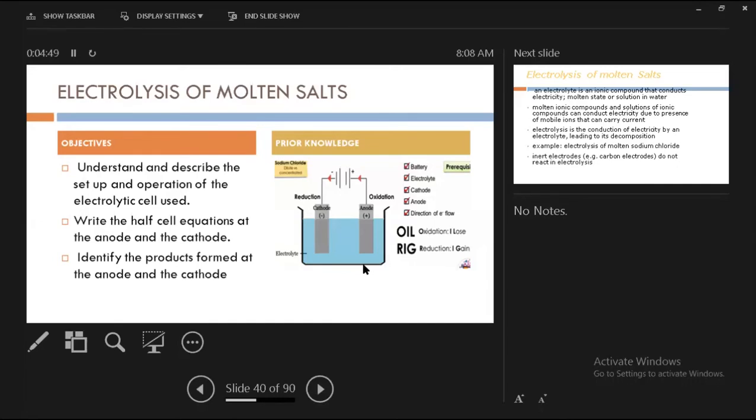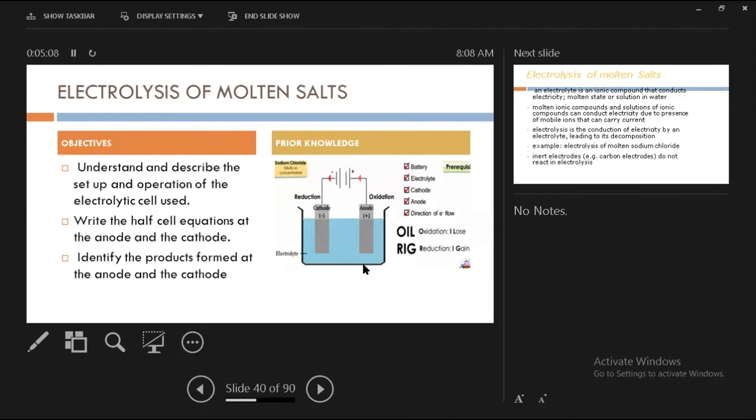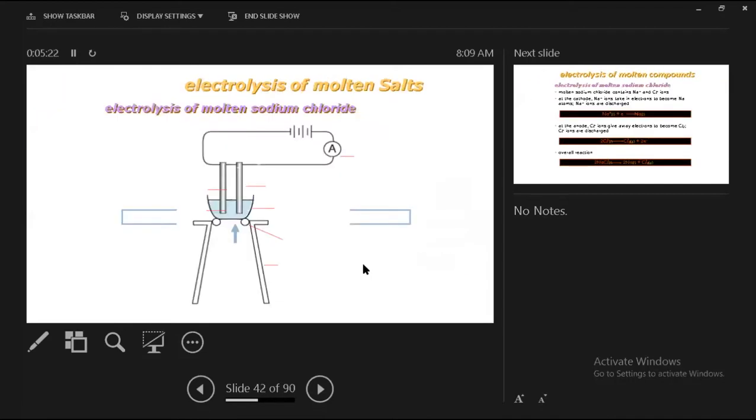Now, this is what I explained earlier on. The salt is an ionic compound, and it can only conduct electricity in a molten state or as a solution in water. So for this case, heat energy will be needed to melt the salt. The salt will be in the molten state, and then electrical energy will be passed through the molten salt. When electricity is passed through, then a chemical reaction will take place.